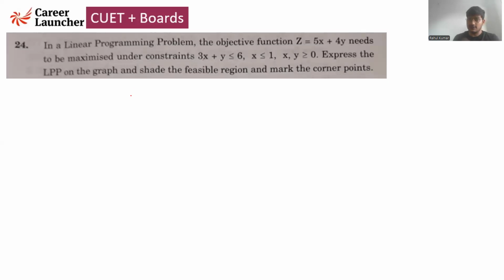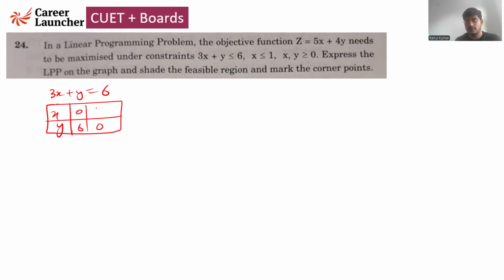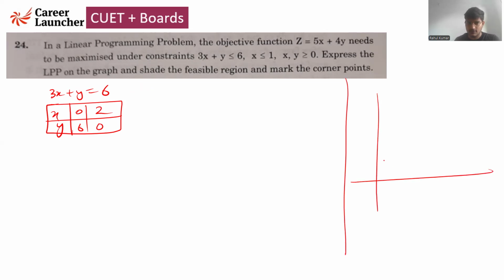Okay, let's simplify this one. So if we have a linear programming problem, the objective function is given to me. Now we need to maximize this. So first, I will use the equality sign and draw the line. When x is 0, the value of y is 6. When y is 0, the value of x is 2. So I will plot these points here. The line is 3x plus y is equal to 6. This is 2. This is 6.